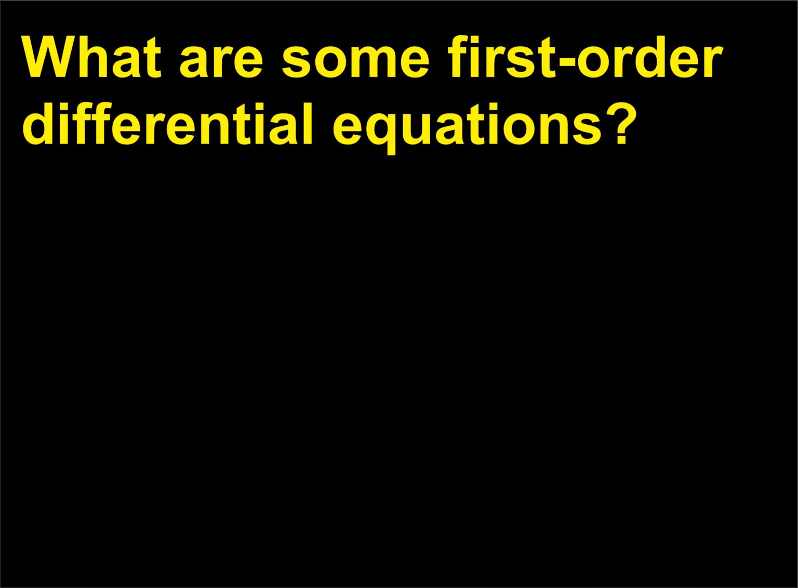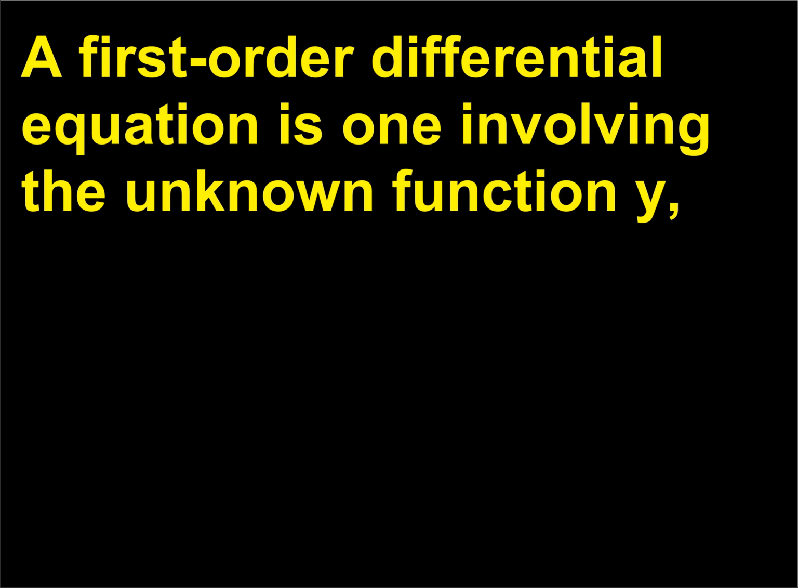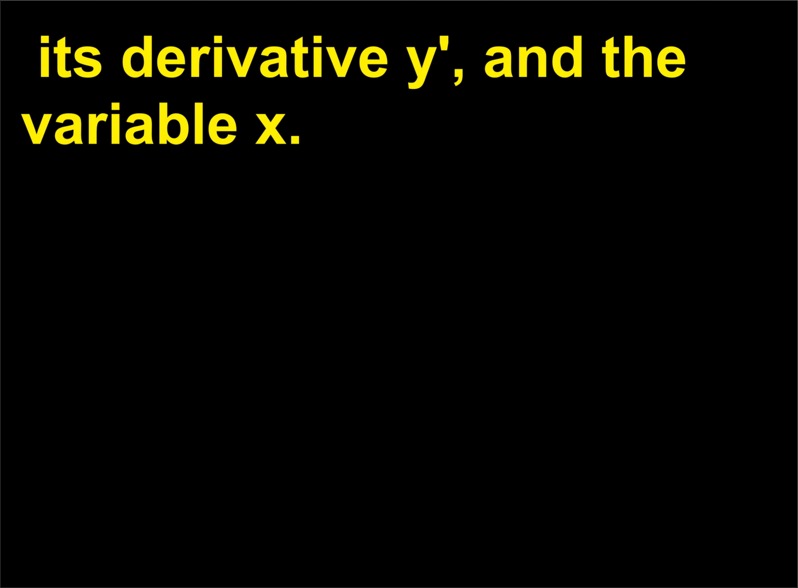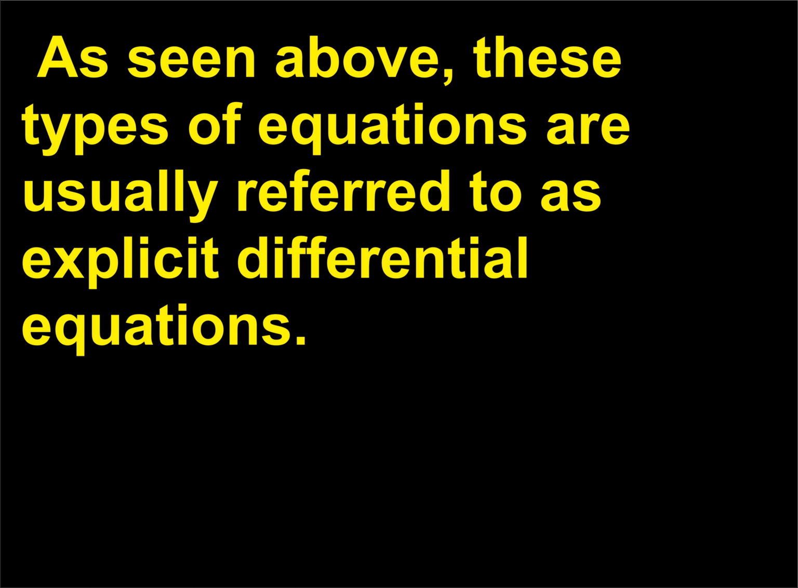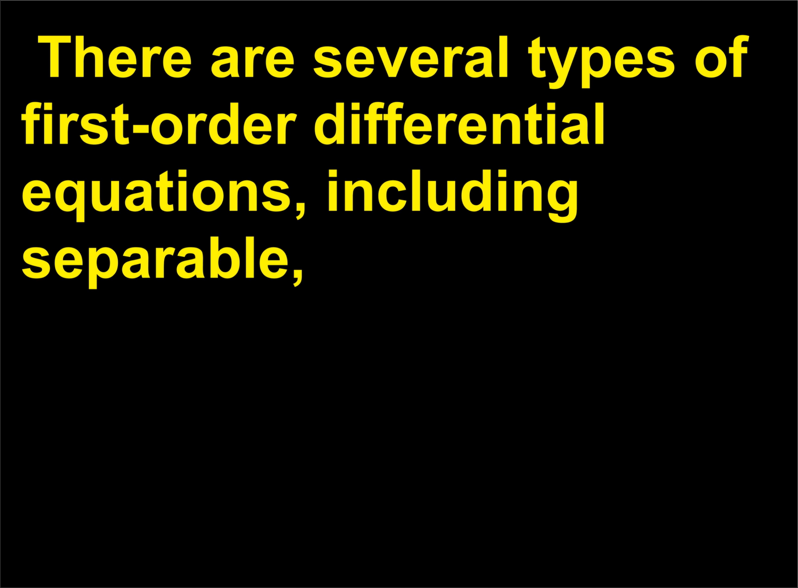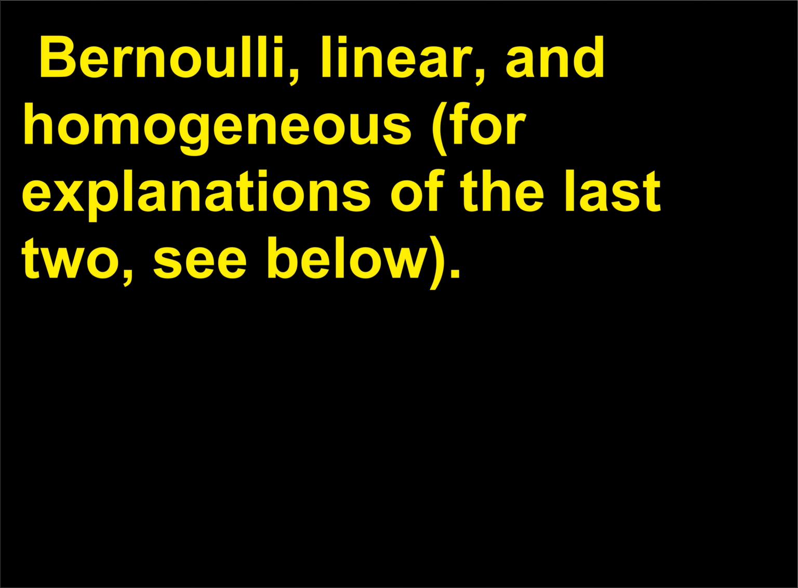What are some first-order differential equations? A first-order differential equation is one involving the unknown function y, its derivative y', and the variable x. As seen above, these types of equations are usually referred to as explicit differential equations. There are several types of first-order differential equations, including separable, Bernoulli, linear, and homogeneous. For explanations of the last two, see below.